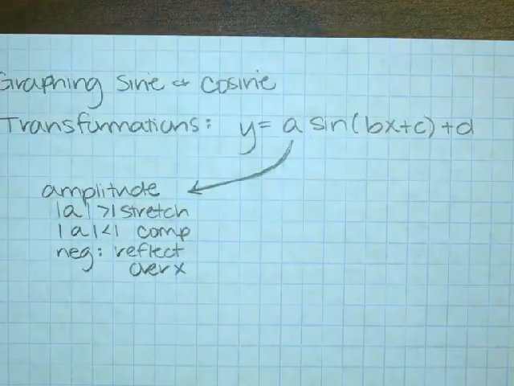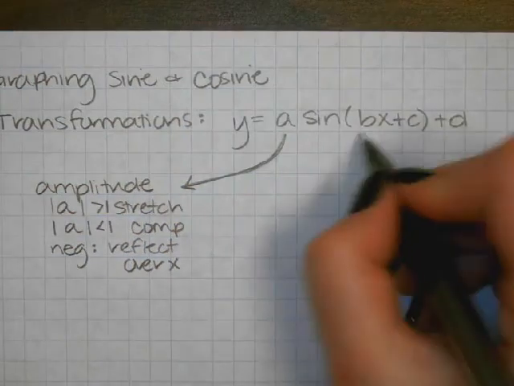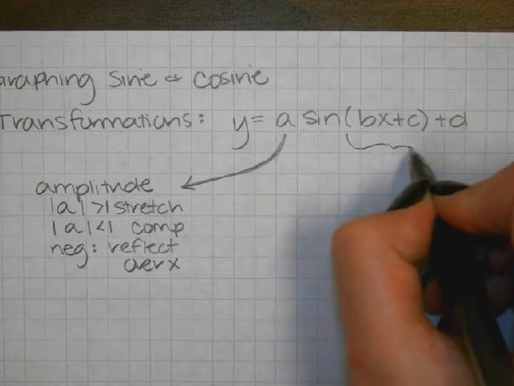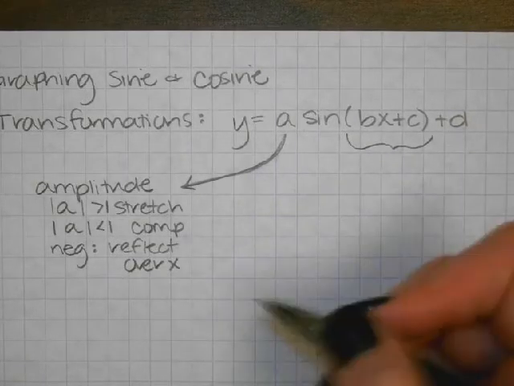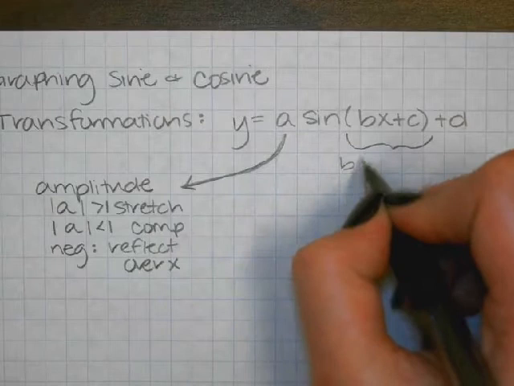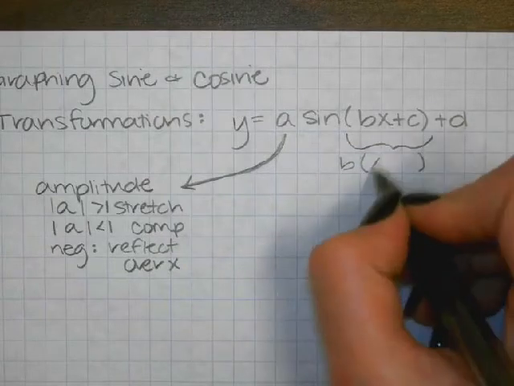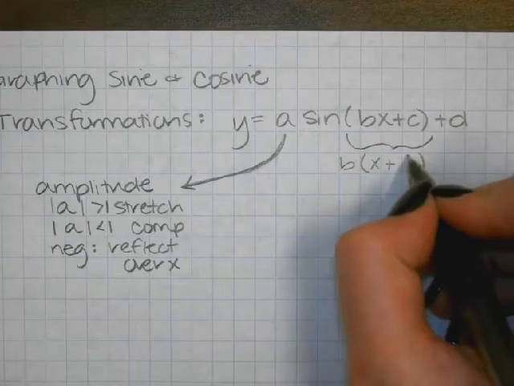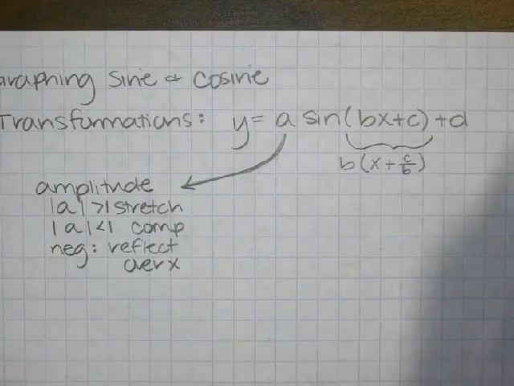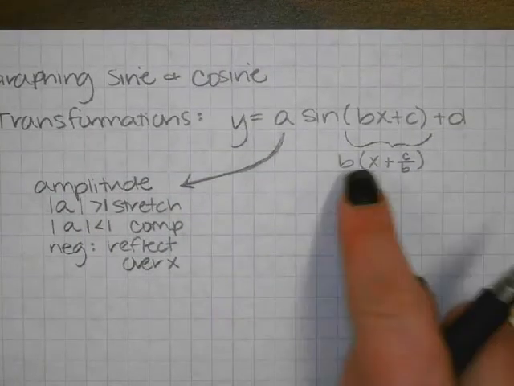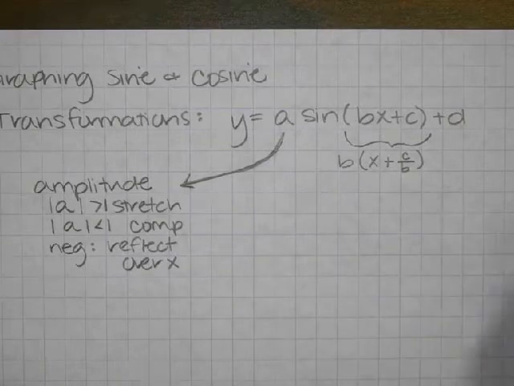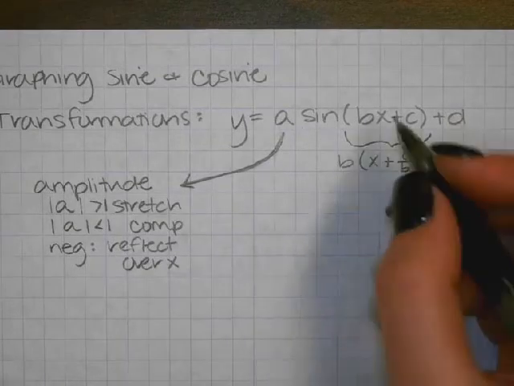For the rest of this, when we see something written like this, we have to factor it just like before. So I'm going to factor out the b, and that would leave me with x plus whatever c divided by that b value is. Okay, and sometimes they'll give you the problem written like that and sometimes not. So just watch out for it.